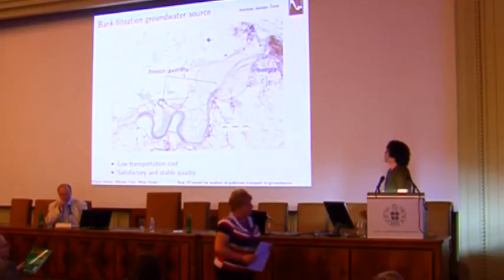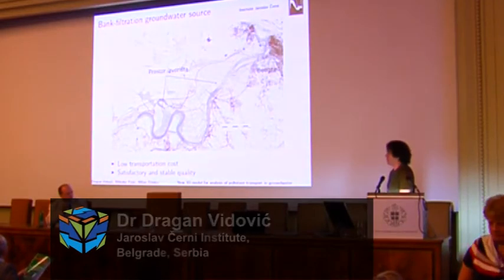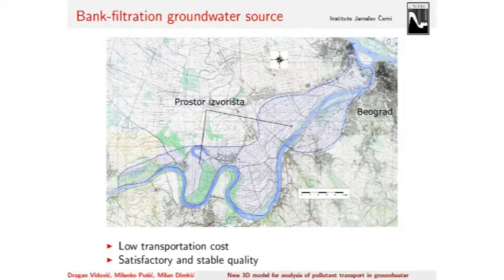Bank filtration groundwater sources, such as this one shown here, are commonly found in practice. The reasons are low transportation costs, because they are found where the consumers are, and satisfactory and stable water quality.